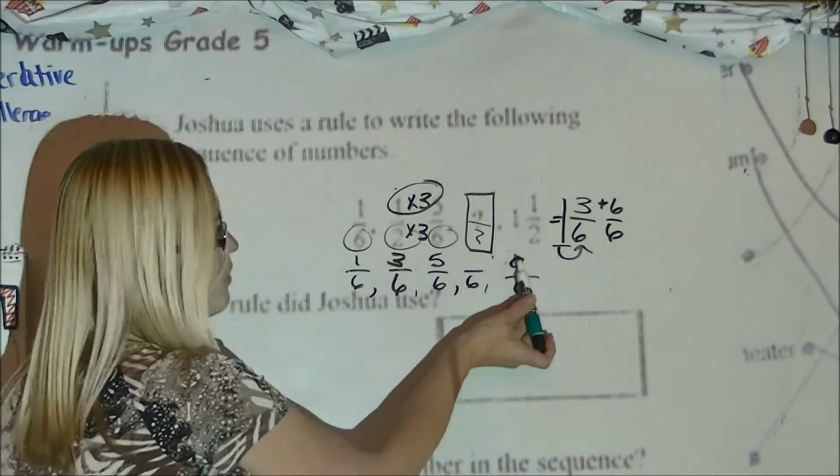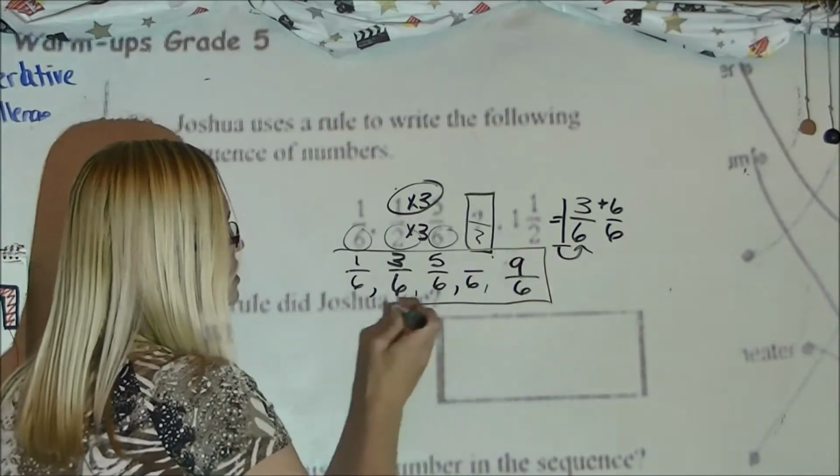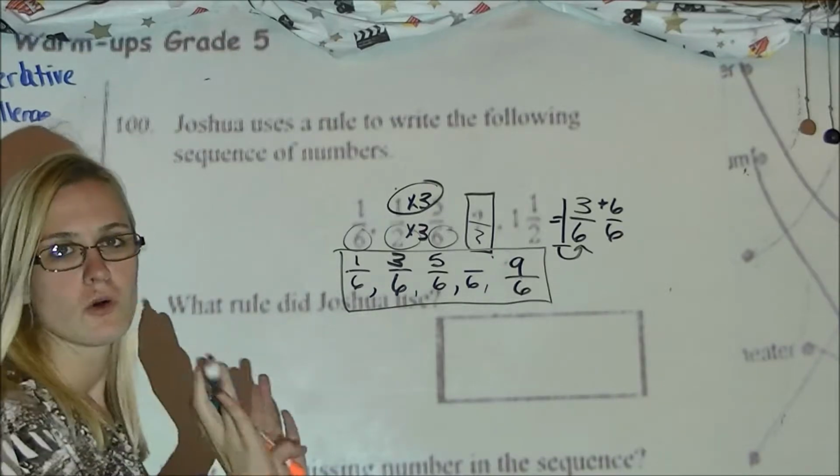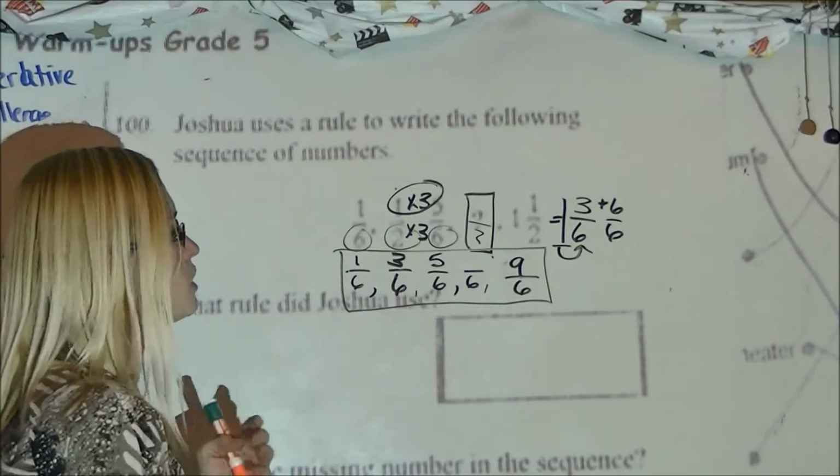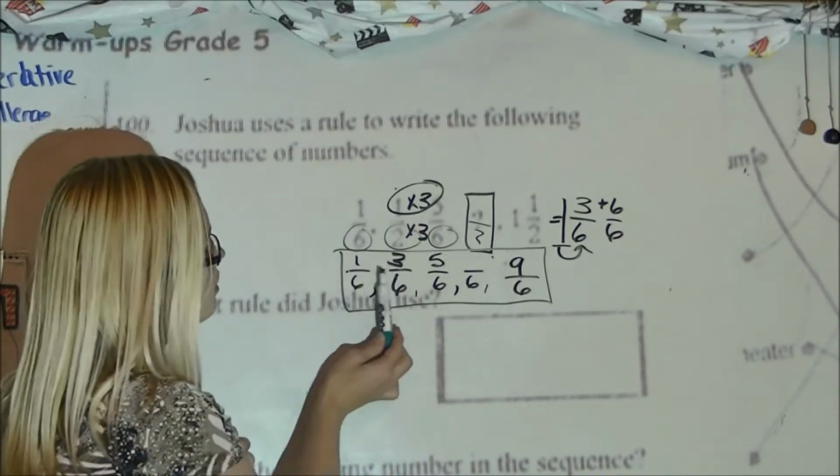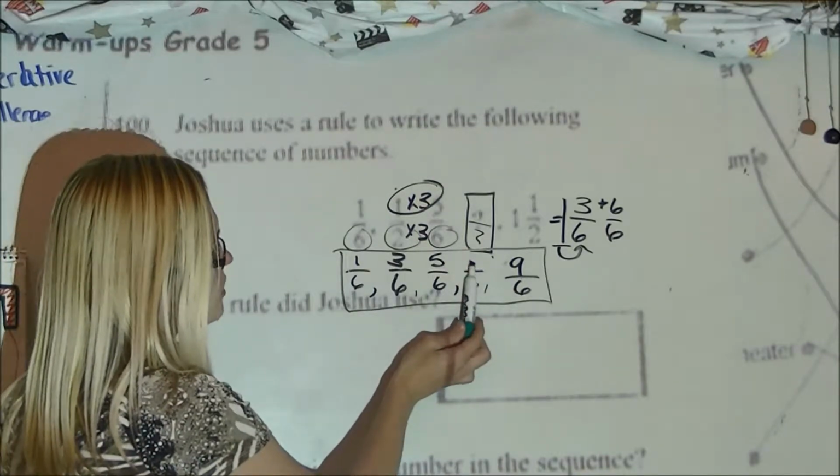So now I can look for that pattern. Now I have common denominators, they all have a numerator, and there's no wholes, so they're all in the same kind of form. No whole numbers. 1, 3, 5, something, and 9.